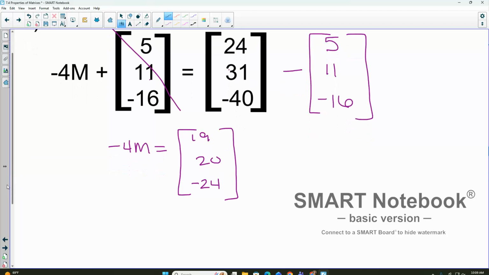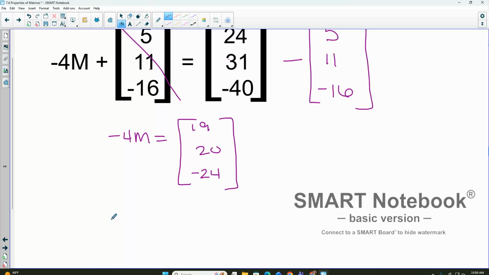Now what do we do? Divide by negative 4. You can have fractions, that's fine. So we get negative 19 fourths, negative 5 and 6. Okay, any issues with those equations?